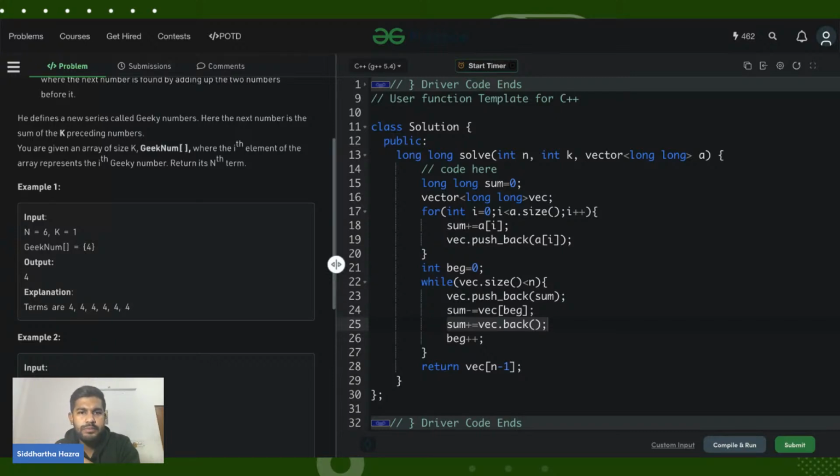Whenever you are solving problems in the online judge, try to avoid recursion as much as possible. To be honest, try to avoid it. Try to do it iteratively. That is my personal suggestion to you.